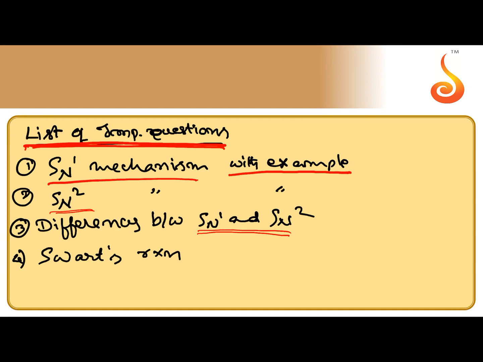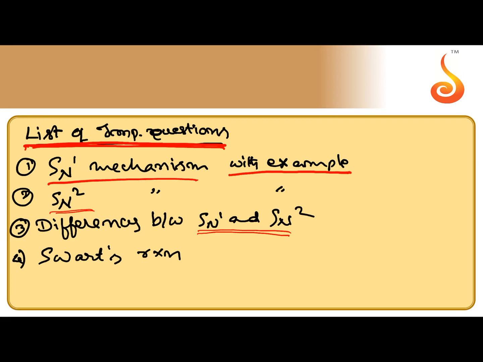SN1 leads to racemic mixture, formation of racemic mixture if chiral carbon is present. SN2 leads to inversion in the configuration, called Walden inversion, when chiral carbon is present. SN1 is favored by more steric hindrance around electrophilic carbon. SN2 is favored by less steric hindrance around electrophilic carbon.